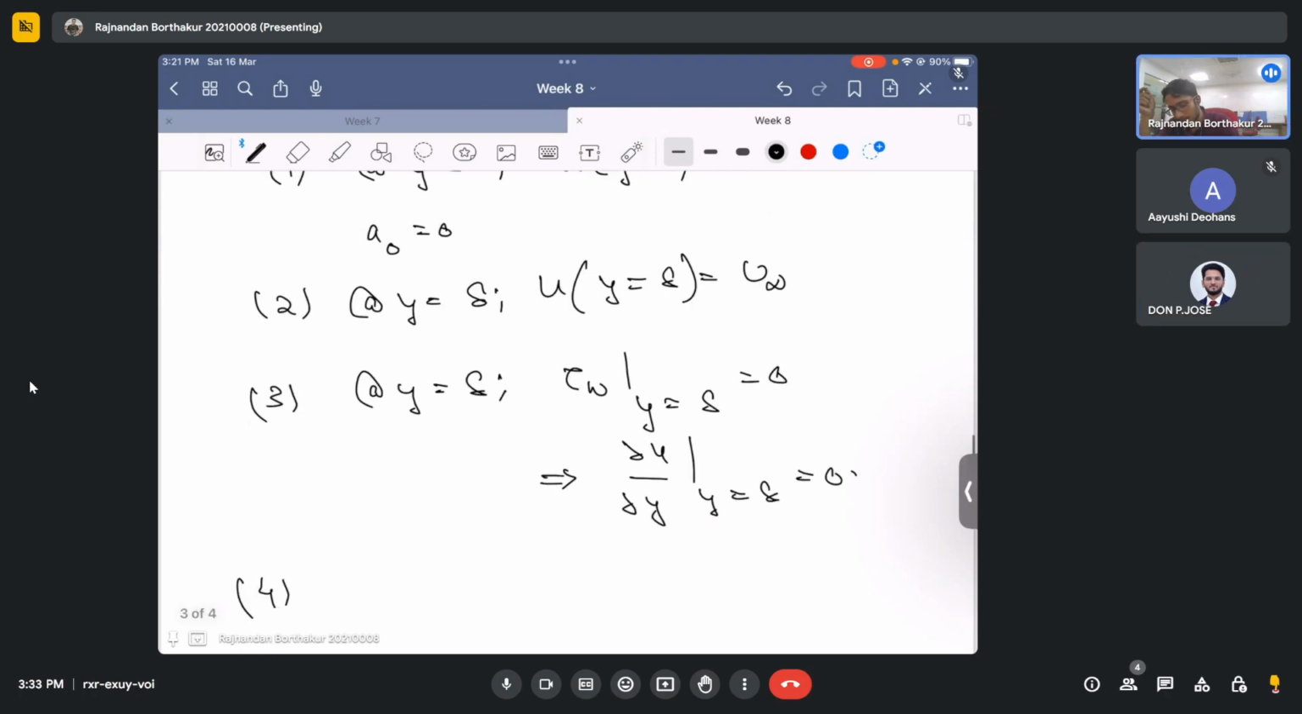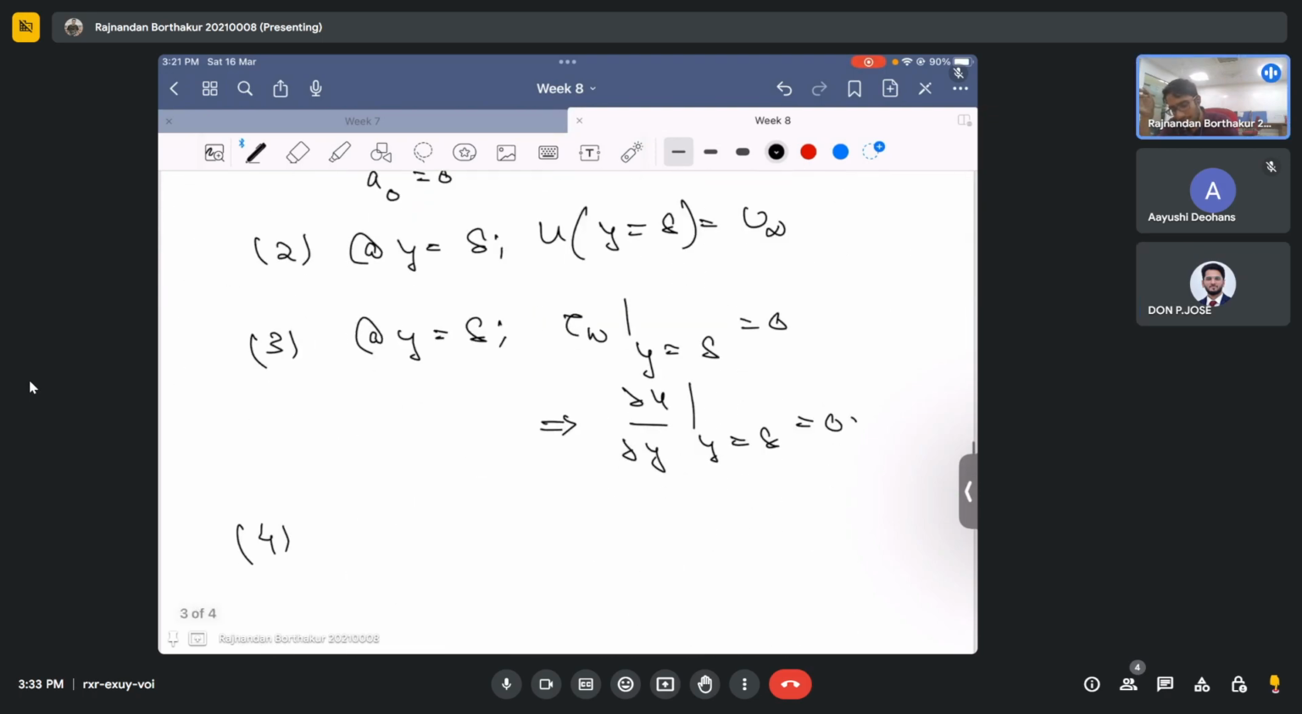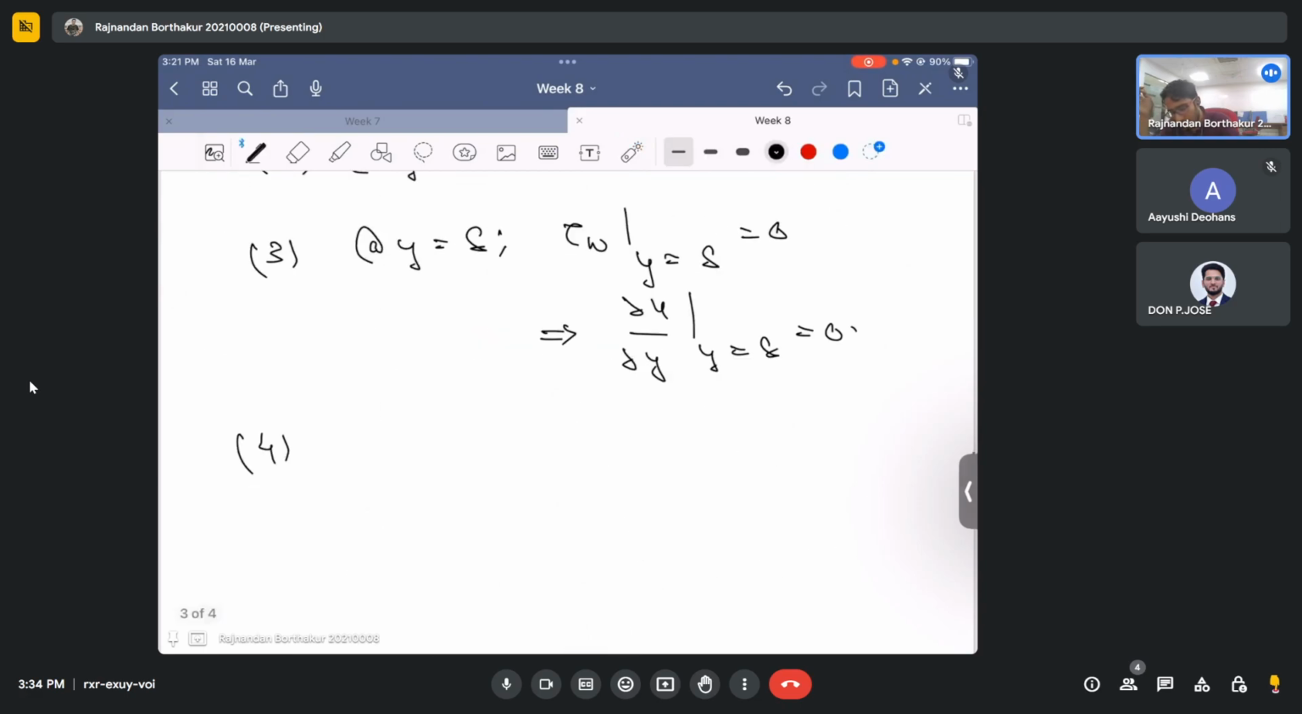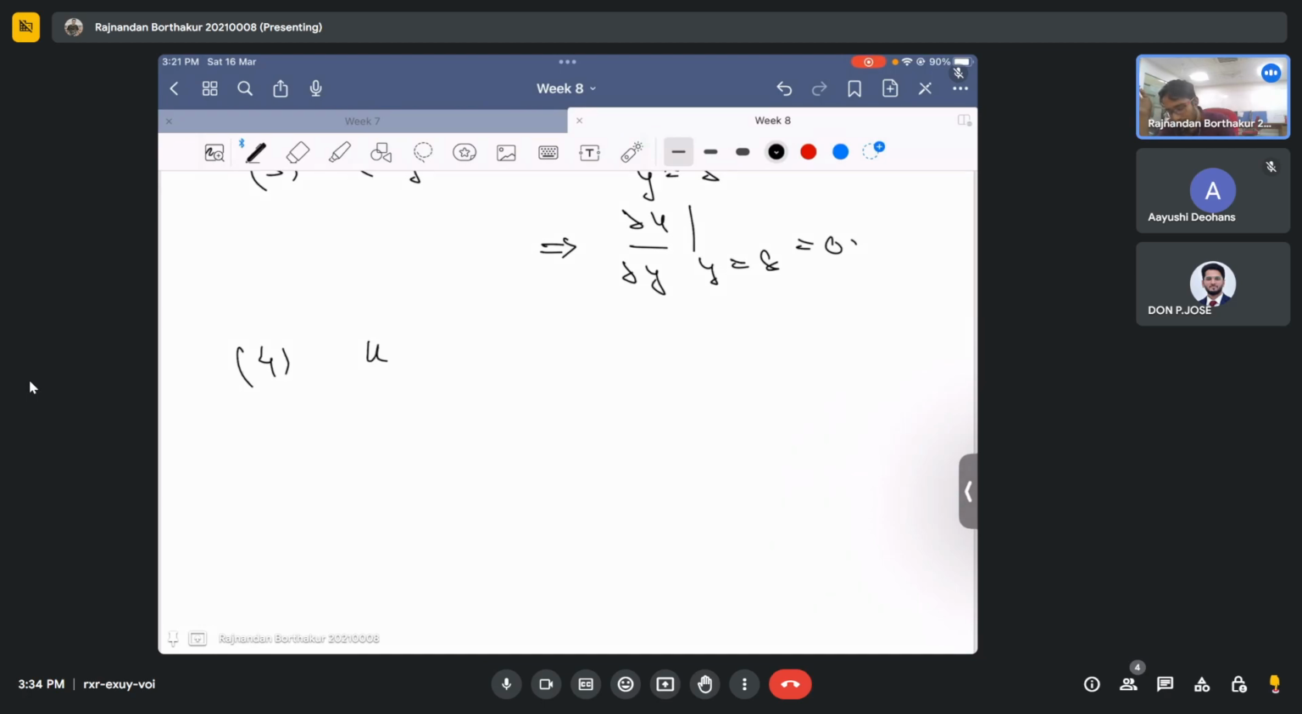The fourth condition, if we want to evaluate the fourth constant, stems from the fact that if we now apply the momentum equation at the first layer of fluid which is above the plate. So what is the momentum equation? It is u times del u by del x plus v times del u by del y. This is the flat plate momentum equation that you have seen, and it becomes equal to nu times del square u by del y square. So this is the simplified x momentum equation for a flat plate.